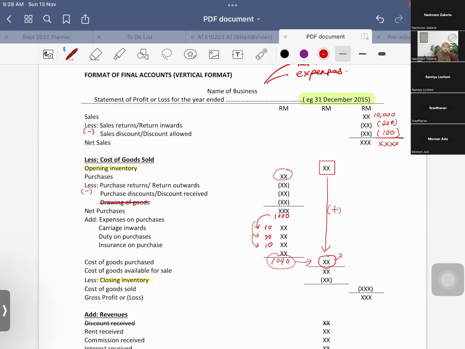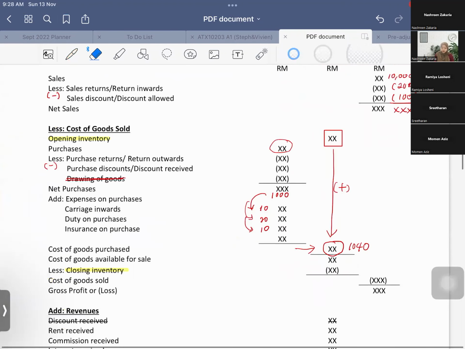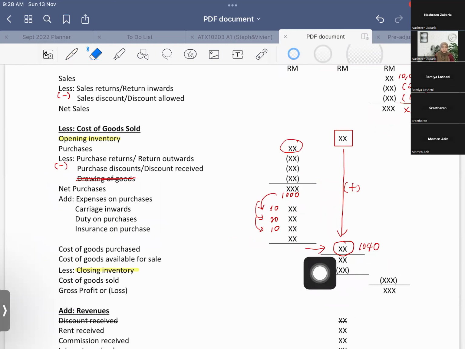Don't put it down here. Sebab tengoklah, here ada dekat second column, bukan dekat lagi at the first column. So the total after you plus your net purchase with these expenses on purchases, the value here should be put at the second column. Move to the second column. So this 1040 should be here lah. So you will get this 1040 is your cost of good purchase.